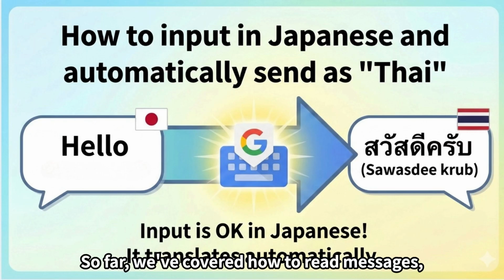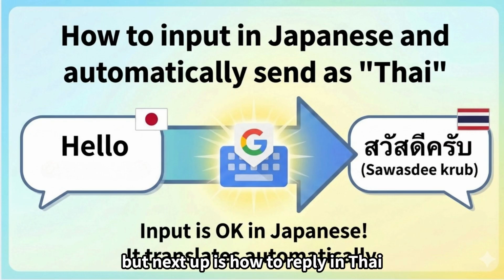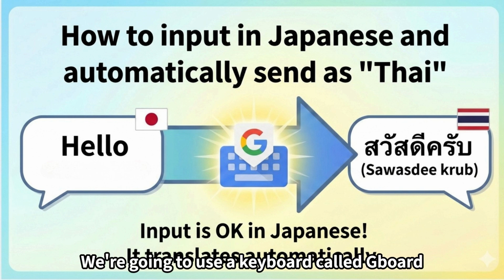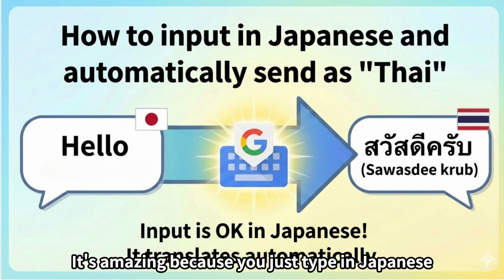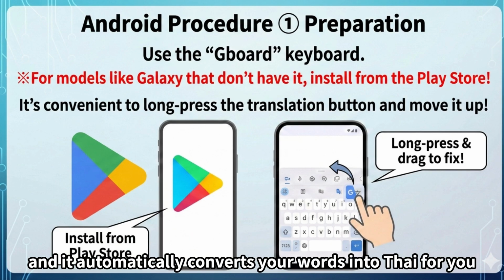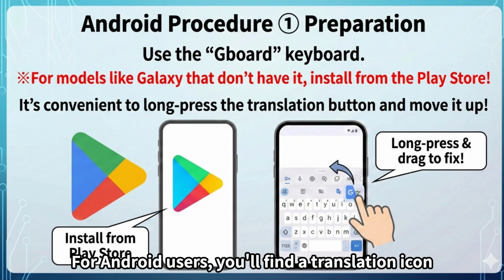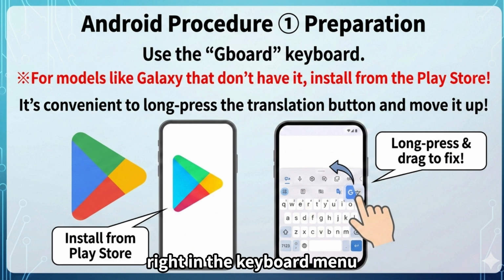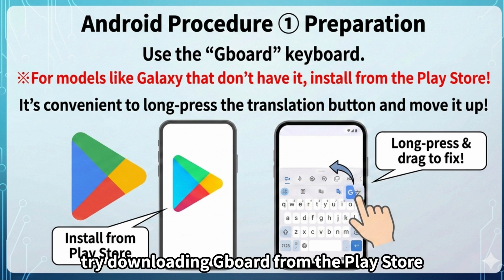So far, we've covered how to read messages, but next up is how to reply in Thai. We're going to use a keyboard called Gboard. It's amazing because you just type in Japanese and it automatically converts your words into Thai for you. For Android users, you'll find a translation icon right in the keyboard menu. If you don't see it, try downloading Gboard from the Play Store.